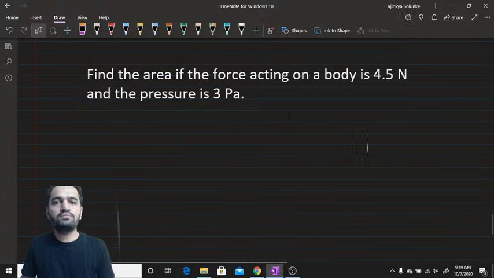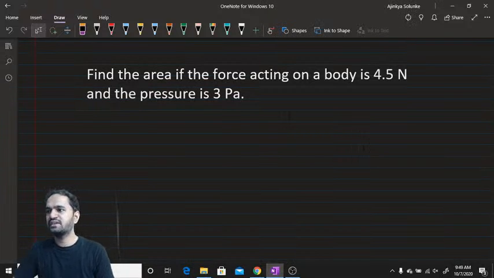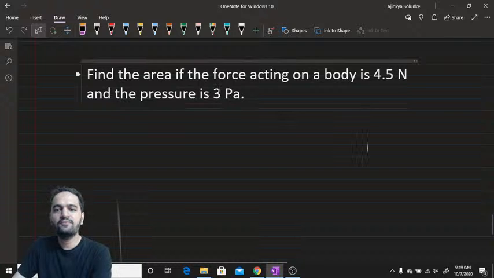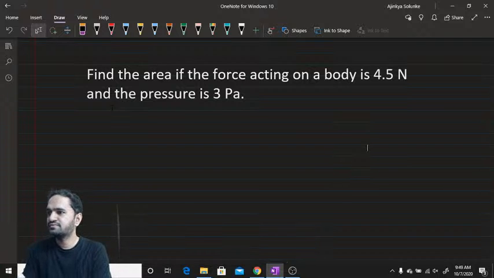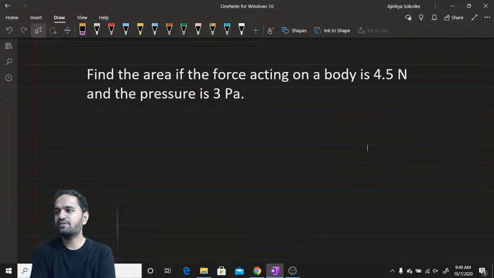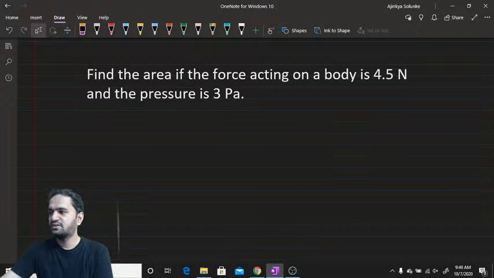Calculate the answer in your notebook and then write the answer in the chat box. Find the area if the force acting on a body is 4.5 Newton and the pressure is 3 pascals. Okay, Shantanu correct. Also mention the unit while you are writing down the answer in the chat box.